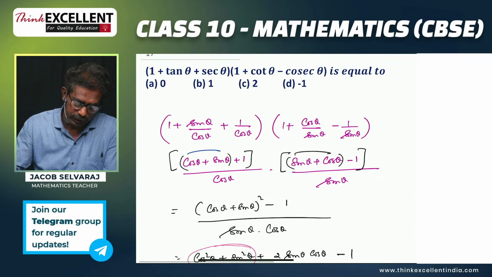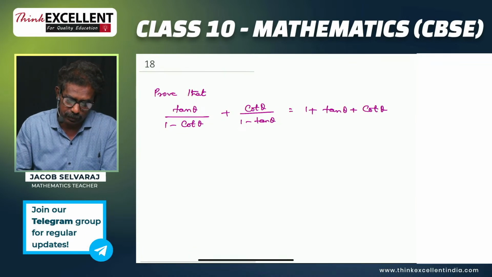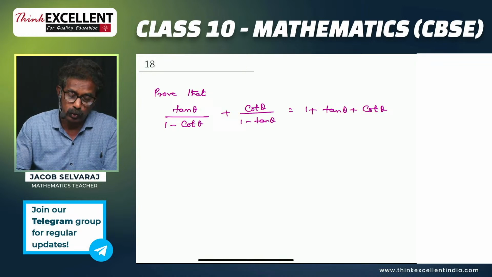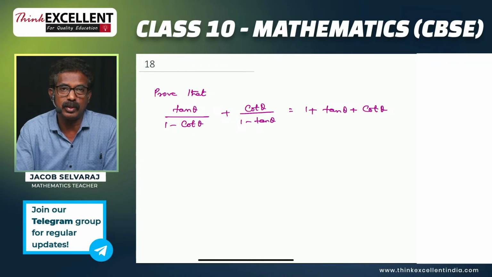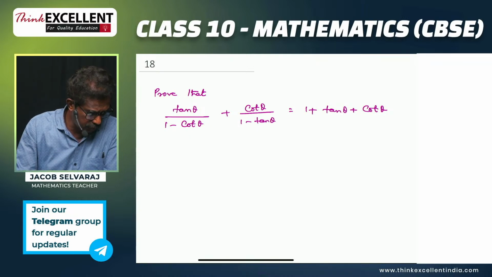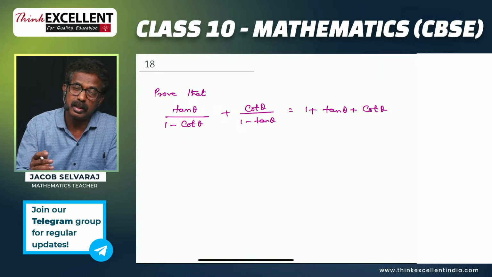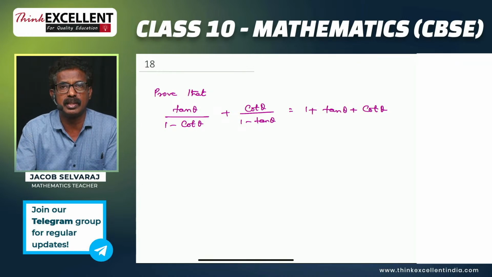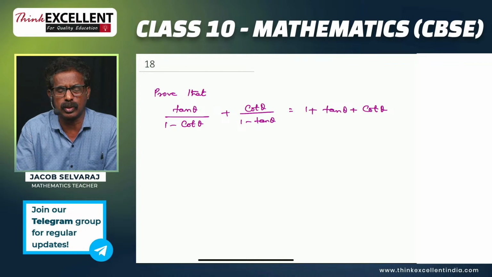Shall we move on to the next question? Question number 18. Look at this question. This is another very good question. You can do it in different ways. Either you can change everything into sin and cos, or you can use another method: change everything into tan. You can do this question that way also. I'll teach in tan. So you can do it in different ways. When you go for the examination, whatever question you get, you can try it easily.